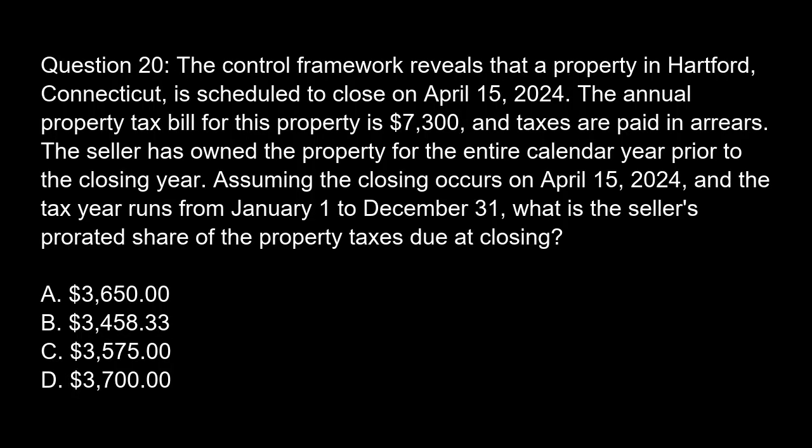Question 20. The control framework reveals that a property in Hartford, Connecticut, is scheduled to close on April 15, 2024. The annual property tax bill for this property is $7,300 and taxes are paid in arrears. The seller has owned the property for the entire calendar year prior to the closing year. Assuming the closing occurs on April 15, 2024, and the tax year runs from January 1 to December 31, what is the seller's prorated share of the property taxes due at closing?